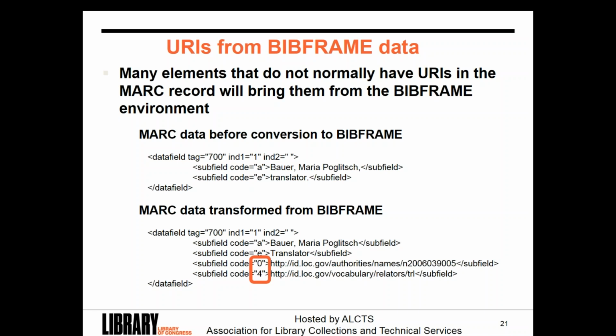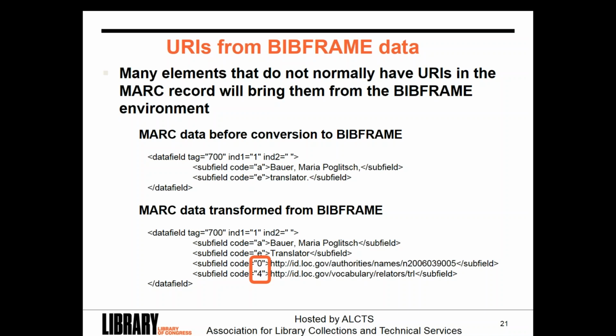A 700 field that has a person's name and their role, translator. And then we converted that record to BibFrame. Then we used the BibFrame to MARC conversion and converted it back. And we see we have a lot more data. We have the person's name, we have the role, but we also have a URI in the $0 for the name and a URI in the $4 for the role, the translator role. So our data is enriched.